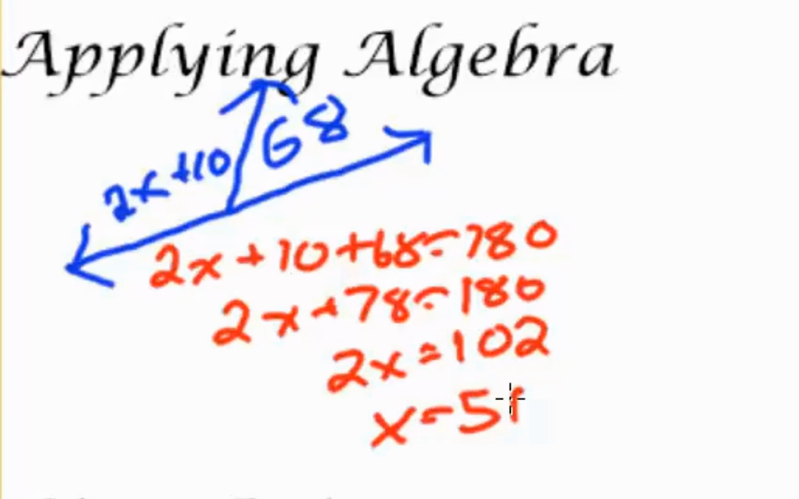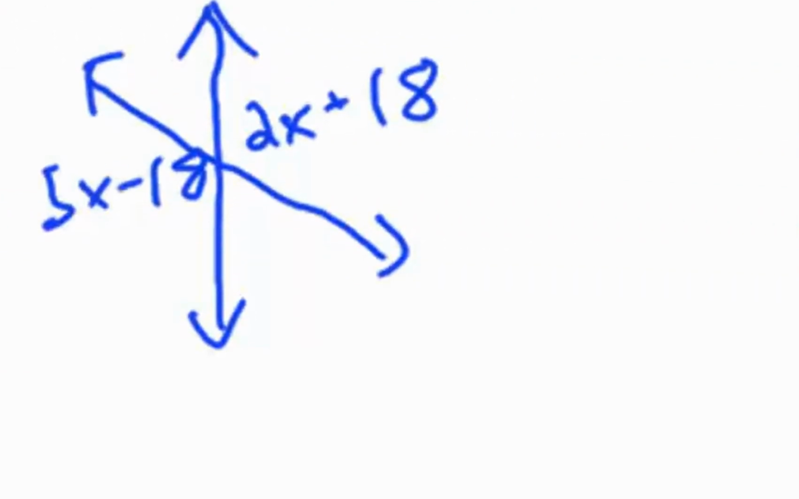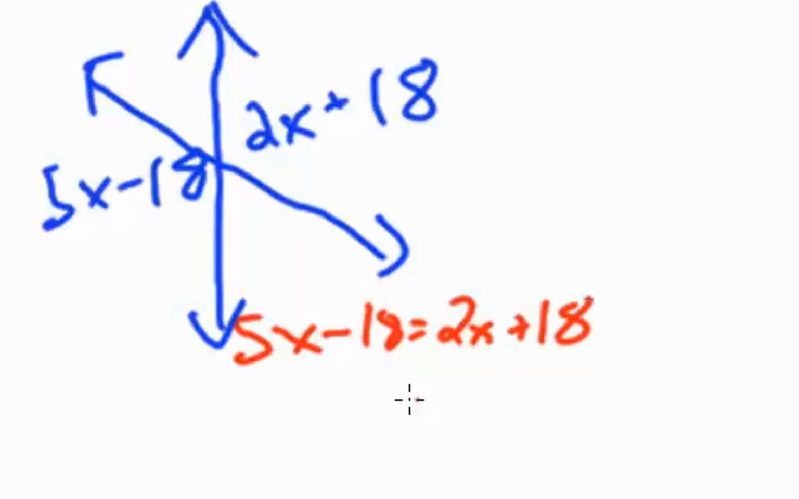So I applied a rule of geometry to find that value for x. In the next example, I'm given two algebraic expressions opposite from each other on intersecting lines. So I'm looking at vertical angles. That means that 5x minus 18 will be equal to 2x plus 18. So now I combine like terms across the equal sign.